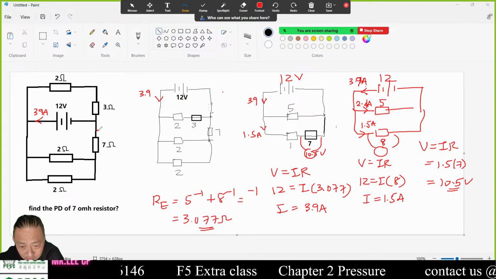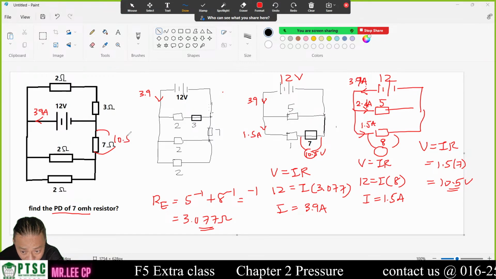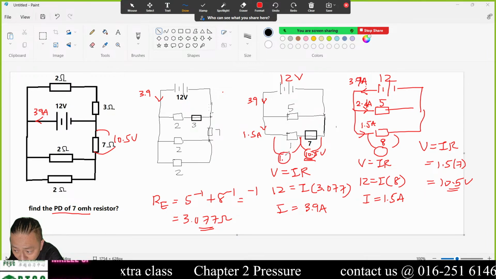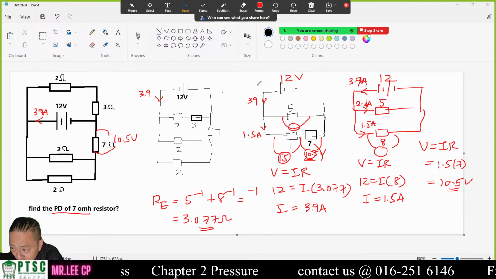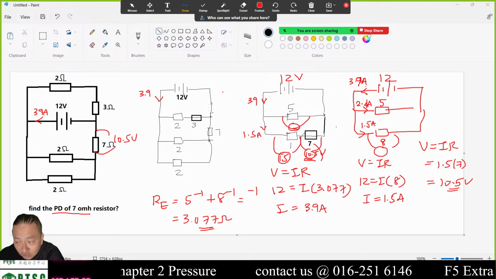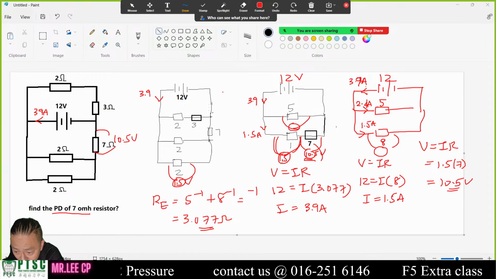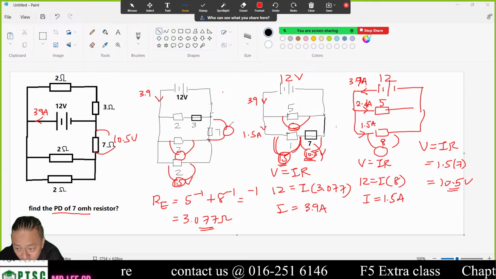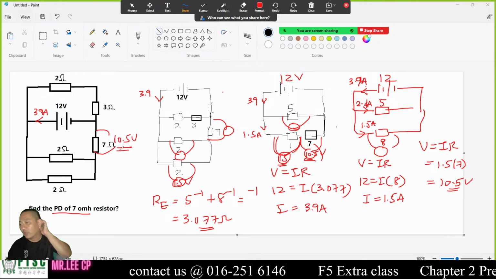So this is 10.5 volt. The potential difference across the 7 ohm is 10.5 volt. I have found it. Here, this one is 1.5 volt. Altogether 12 volt. Here is 12 volt because this side doesn't have anything already. So if later you want these two, it is 1.5 volt here. But the question is asking this one, which is 10.5 as I told you. This is how we are going to answer the question.